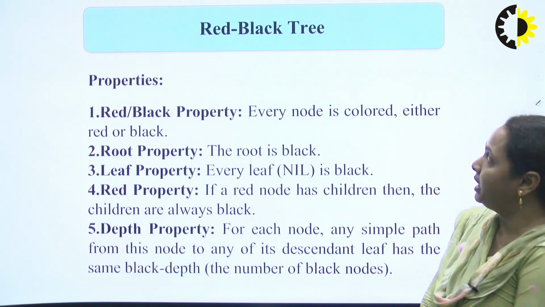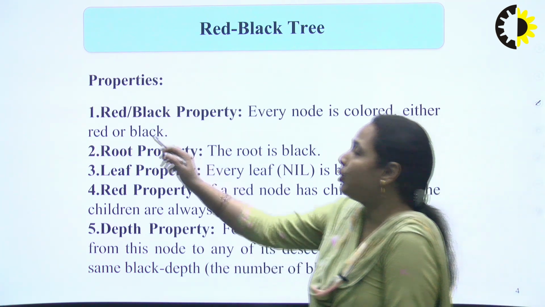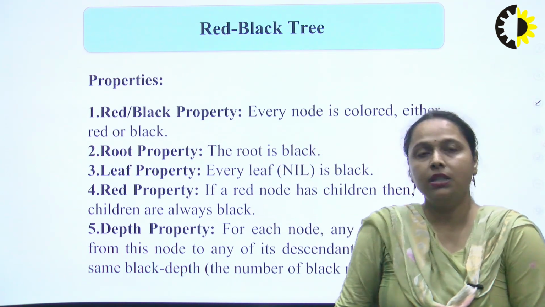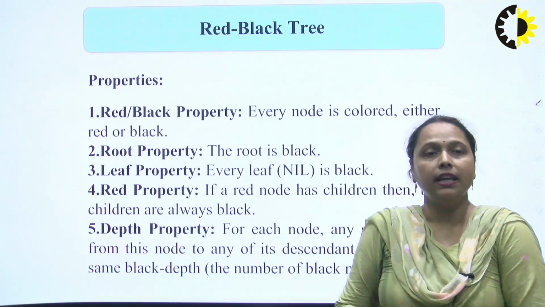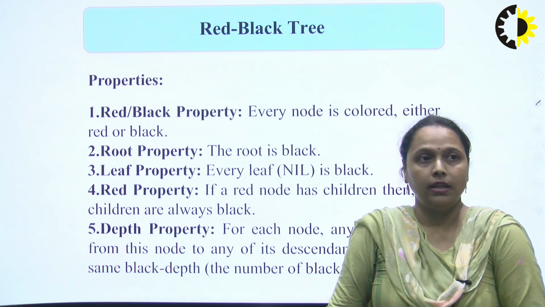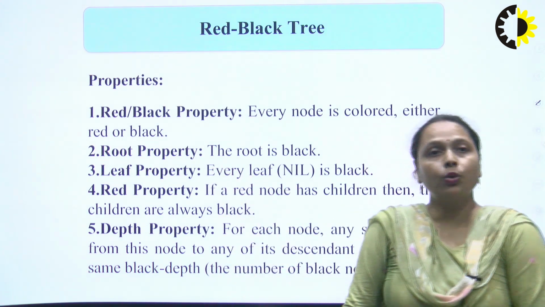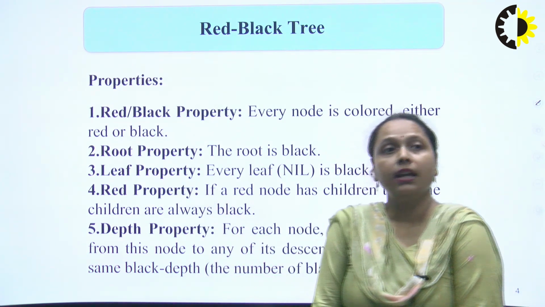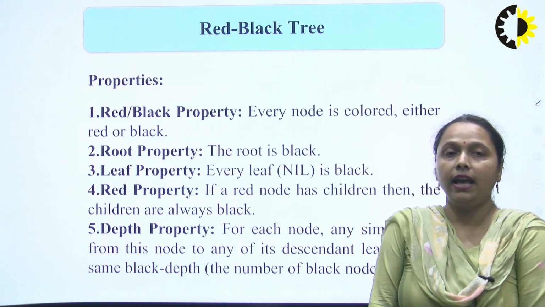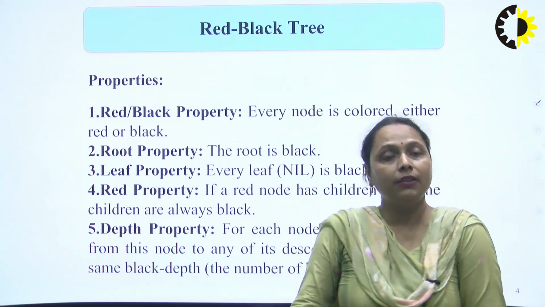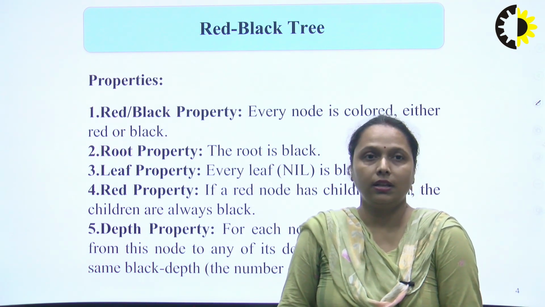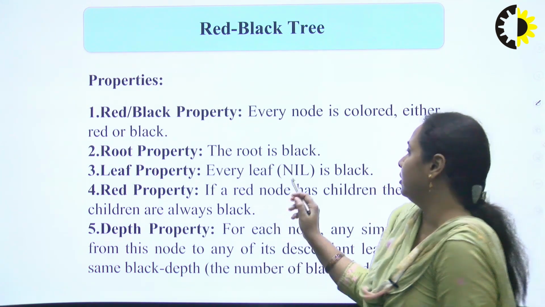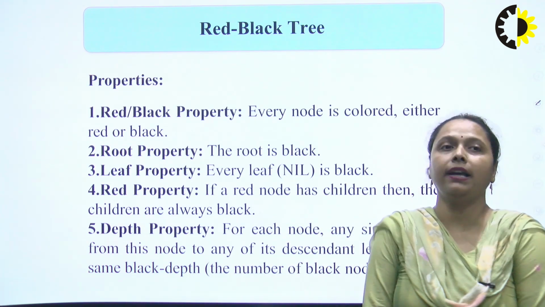Now, what are the various properties associated with the red-black tree? First, the red-black property: every node is colored either red or black. Means whatever node we are inserting or creating in a tree is either red in color or black in color. Next, root property. The root node of the tree is always black in color. Next is the leaf property. Every leaf, that is nil, is black. Nil means the leaf nodes do not have any child, and such nodes are termed as nil nodes, and all are black in color.